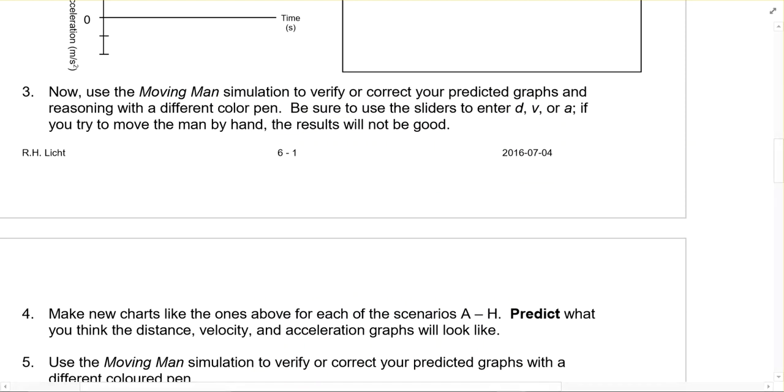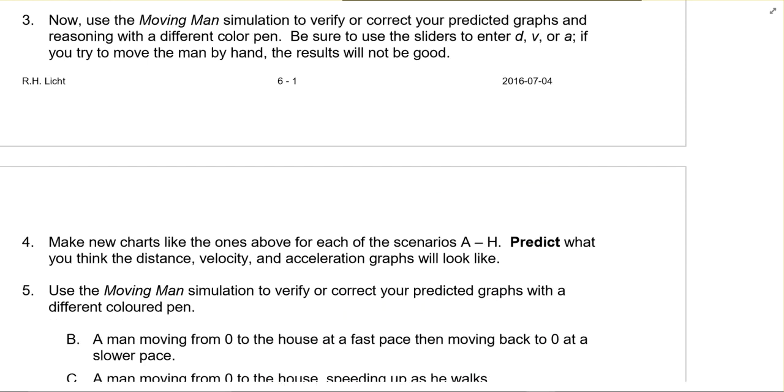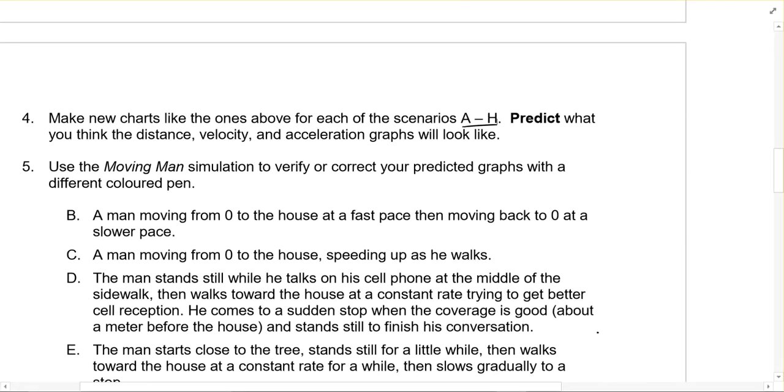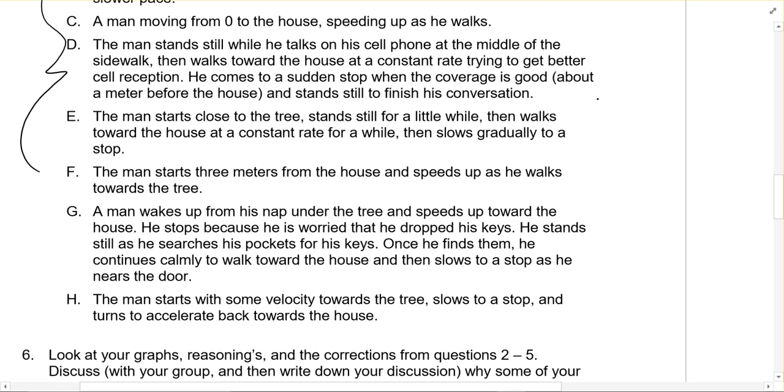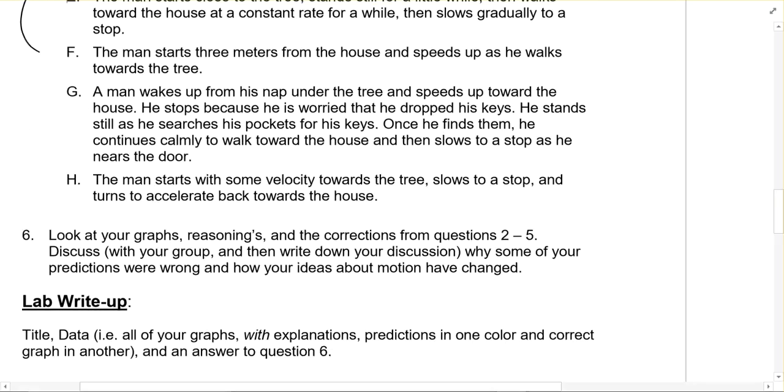Number four says, I can't move down. One sec. There we go. Number four says make new charts like the ones above for each scenario A to H. Predict what you think the distance, velocity, and acceleration graphs will look like. So the same type of thing, but here are the different scenarios. Scenario A we already did, and then there's B, C, D, E, and F. So I want you to do those. And then G and H.